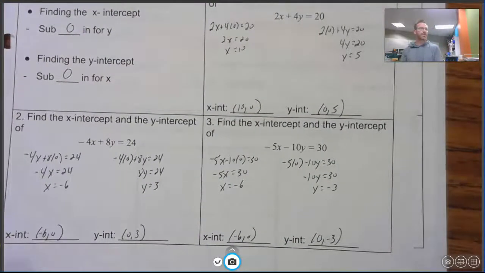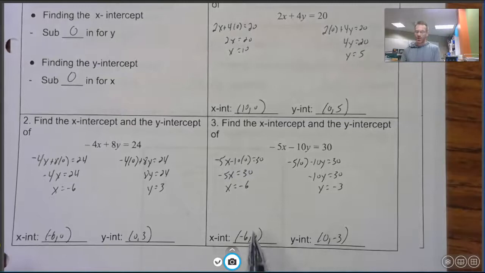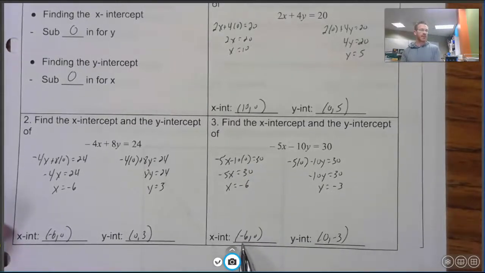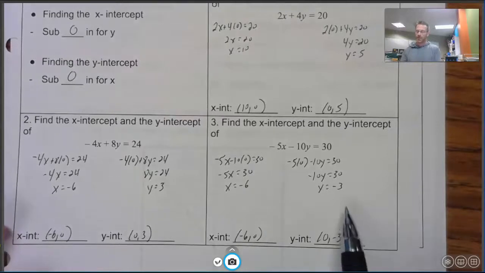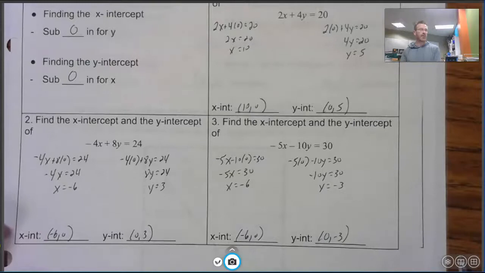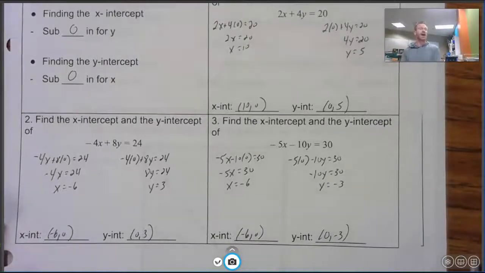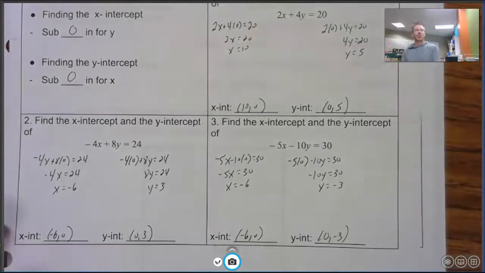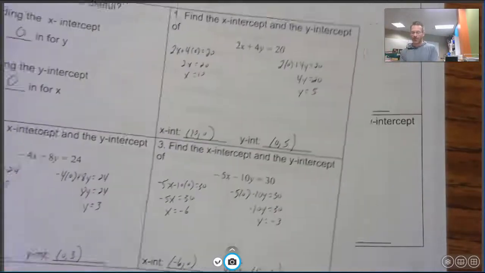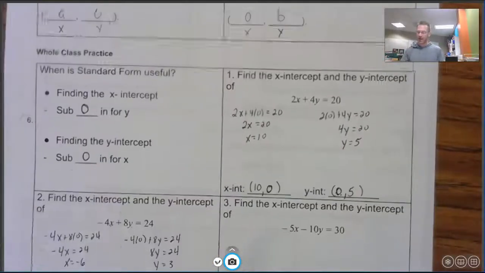So here's my work. Hopefully when you plug 0 in for y, you got an x-intercept of negative 6. So my x-intercept is negative 6, 0. And then when I plug 0 in for x, I get a y-intercept of negative 3. So my y-intercept is 0, negative 3. Now remember, these are points, so we want you to write your answer as a point. That's another reason why I started the problem by writing it that way. That way I'm going to make sure my final answer is a point. All right, so that is how we find x and y-intercepts.